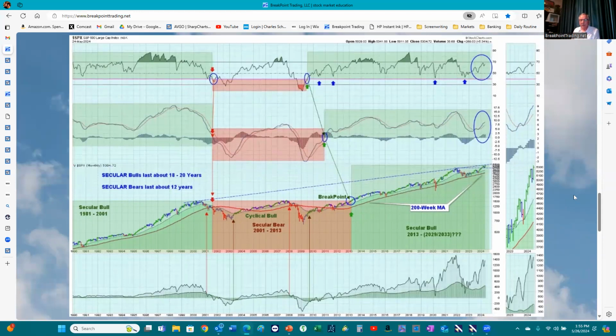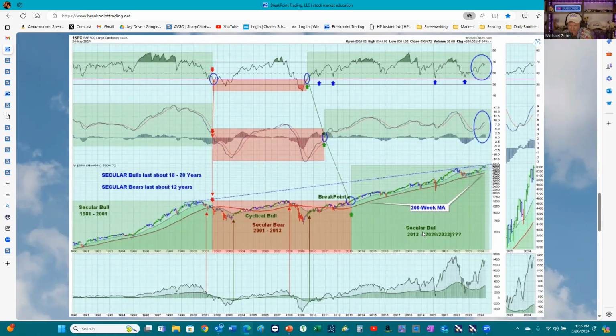this is on the homepage, so you don't need a subscription on my website. And this is so important that I put it out there for anybody to look at anytime they want. I update it every week. This is a monthly chart. So this is the secular bull versus secular bear chart, and that's what they were referring to, the 2029 period.